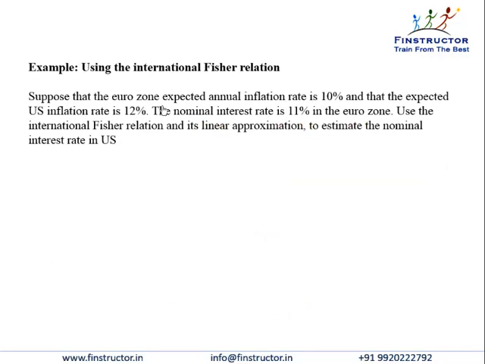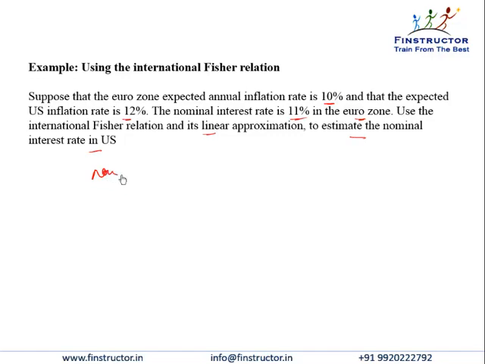Suppose that the Eurozone expected annual inflation rate is 10% and the expected US inflation rate is 12%. The nominal interest rate is 11% in the Eurozone. Use the international Fisher relation and its linear approximation to estimate the nominal interest rate in the US.